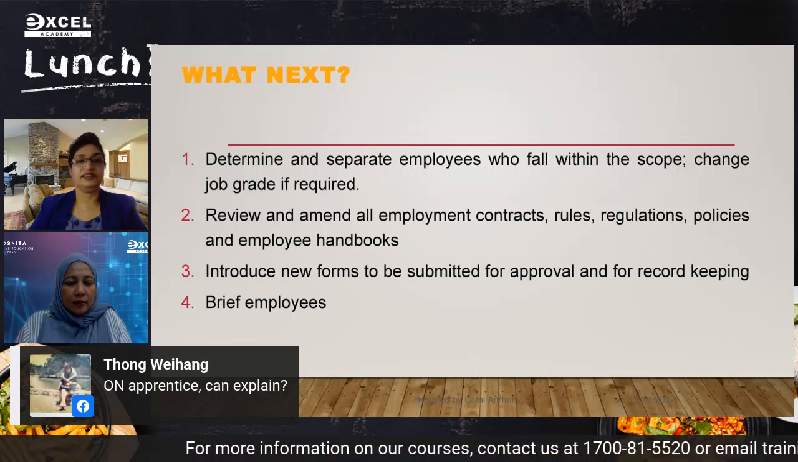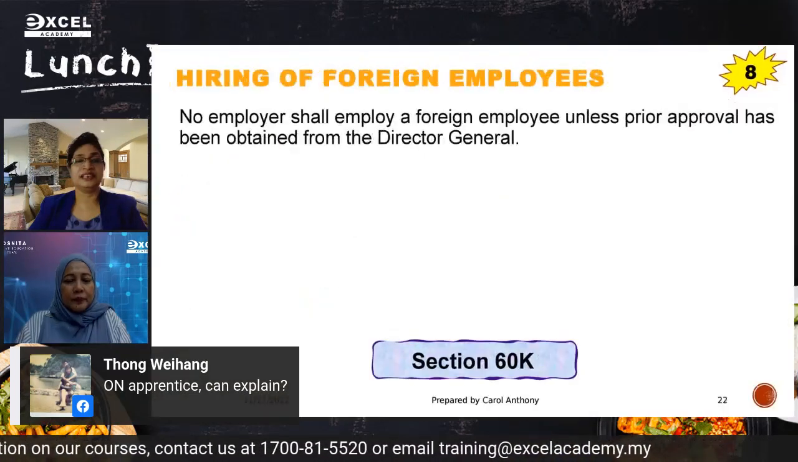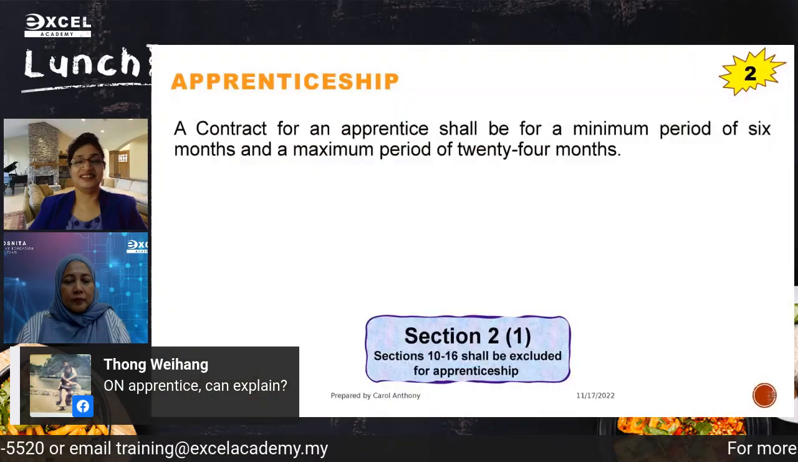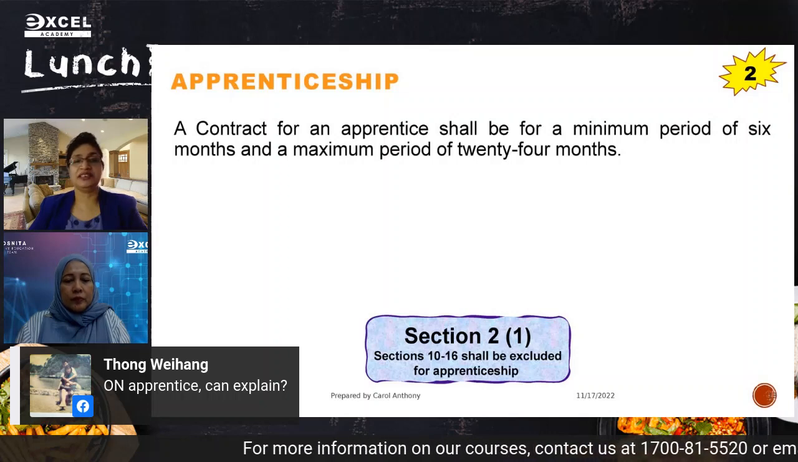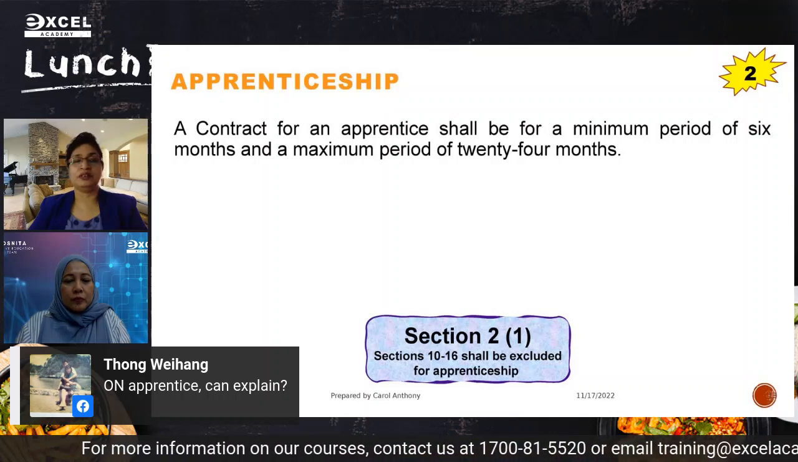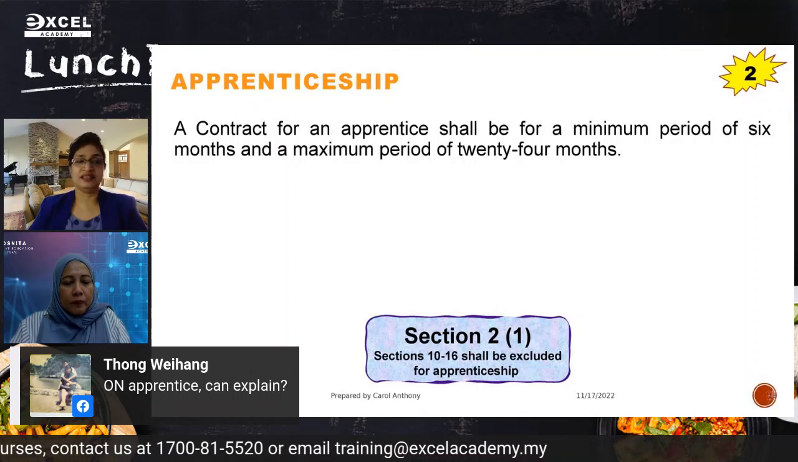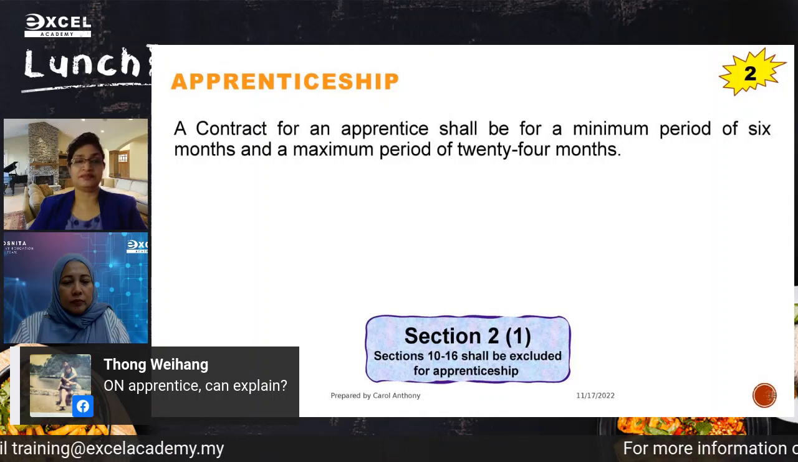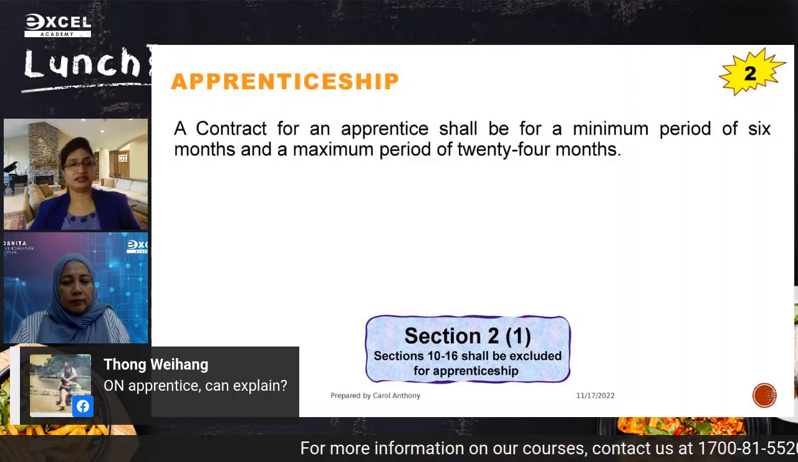Okay, I see a question there on apprentice. So what explanation do you need? Apprentice, you can employ them for a minimum period of 6 months. That's the change. Previously, you must employ them for at least 2 years or 24 months. You cannot employ less than that. So now it's going to be changed to a minimum of 6 months you can employ them. Any other questions you have regarding apprentice?